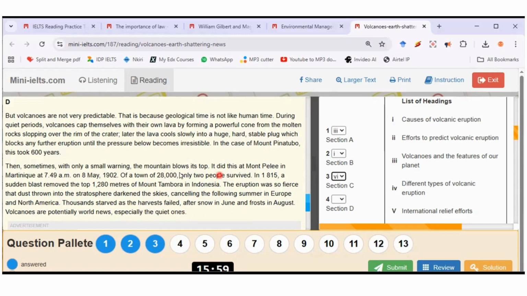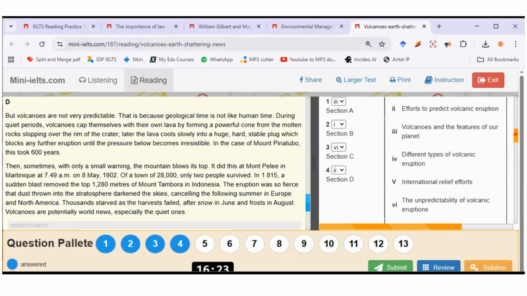So here, I think this one is about predicting. And then they give examples of some volcanoes that happen without notice. So I'm going to go for paragraph D. My answer, where is that one about? Number 2, efforts to predict. So I've solved the matching heading questions.